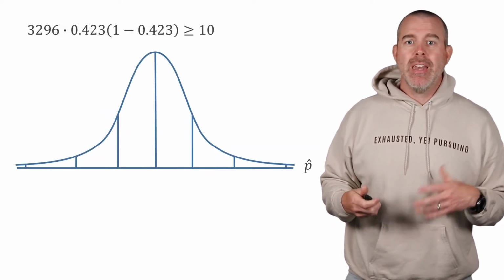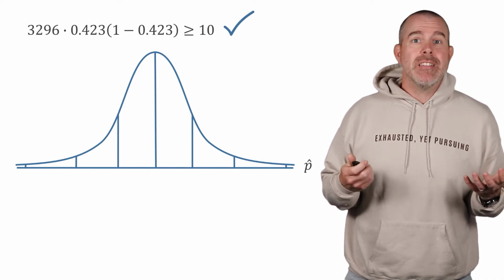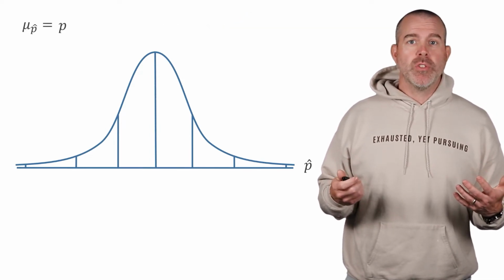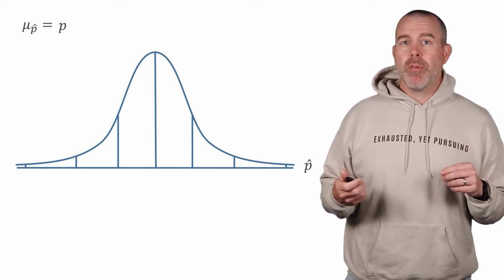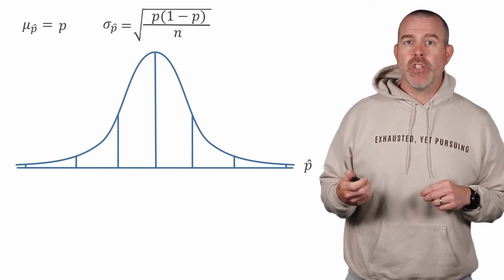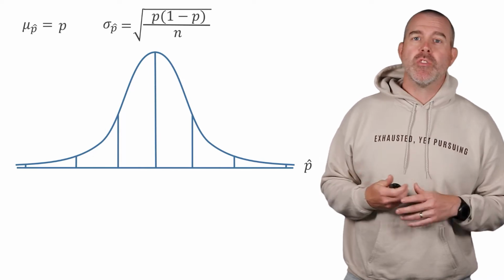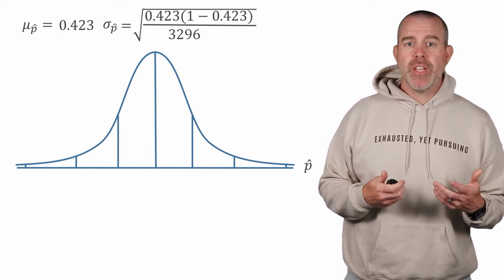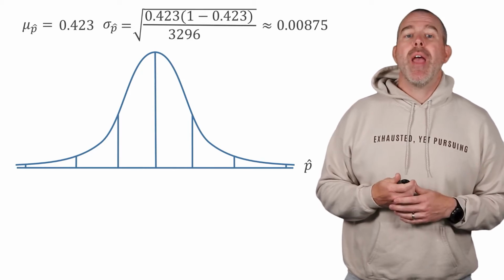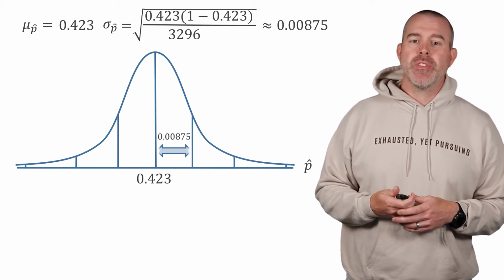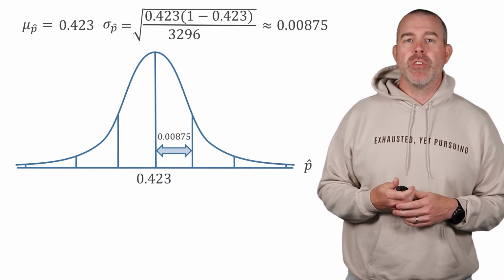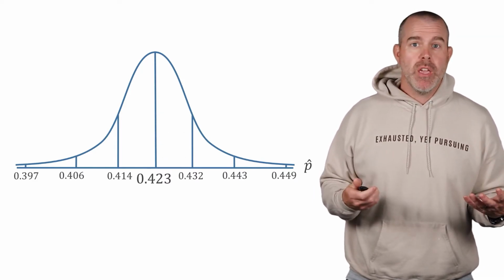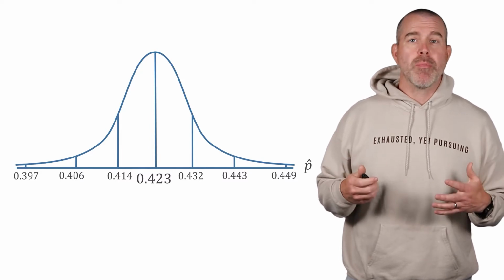So we'll plug that in and do a check, and it is at least 10. So that means we should fit this approximately normal distribution. The mean of all the sample proportions should be the same as the population proportion, and the standard deviation is the square root of p times (1 minus p) all over n. So for our particular numbers, we plug those in. We have a mean of 42.3%, a standard deviation of 0.00875. If we go out those standard deviations, here is the distribution of all the sample proportions.